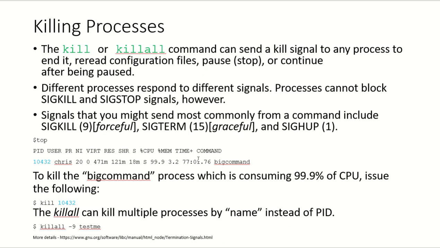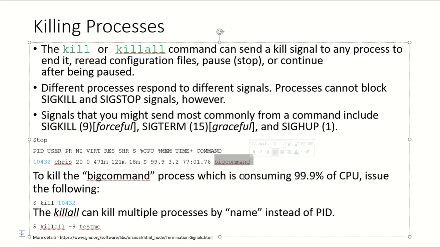Because SIGTERM is cleaner, right? It's more graceful. So how to use the kill or killall, right? Again, you'd run the top command, find out the PID value. So in this sample here, we can see that this particular PID, that Chris is running, is consuming a lot of CPU power, and this is the command associated with it. So we want to kill it. So you issue that command, kill that PID, because this is a very specific PID.